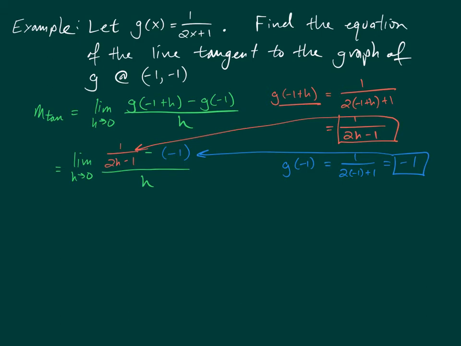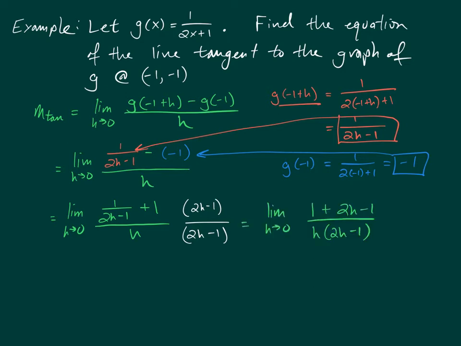Well, I see that I have a fraction within a fraction, so I want to multiply the top here and the bottom here by this least common denominator. And when you do that, you'll get a limit that looks like this. So here is the limit being multiplied in the top and the bottom by 2h minus 1. And when you actually go through and multiply everything by 2h minus 1, you'll get this limit over here.